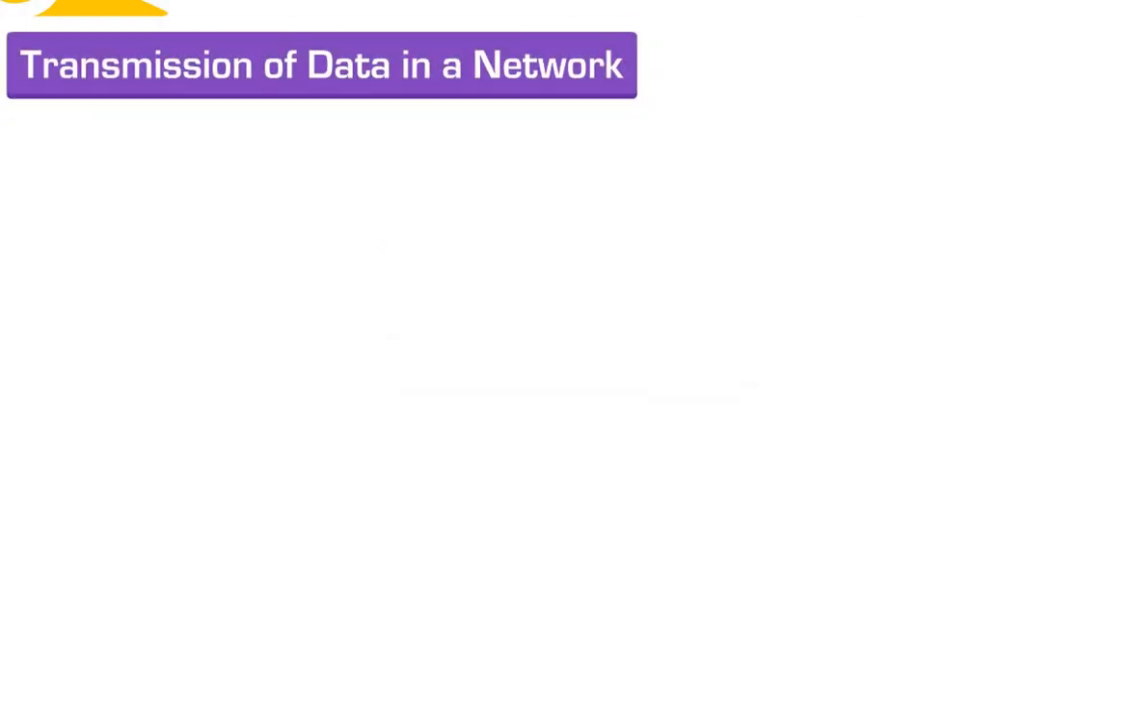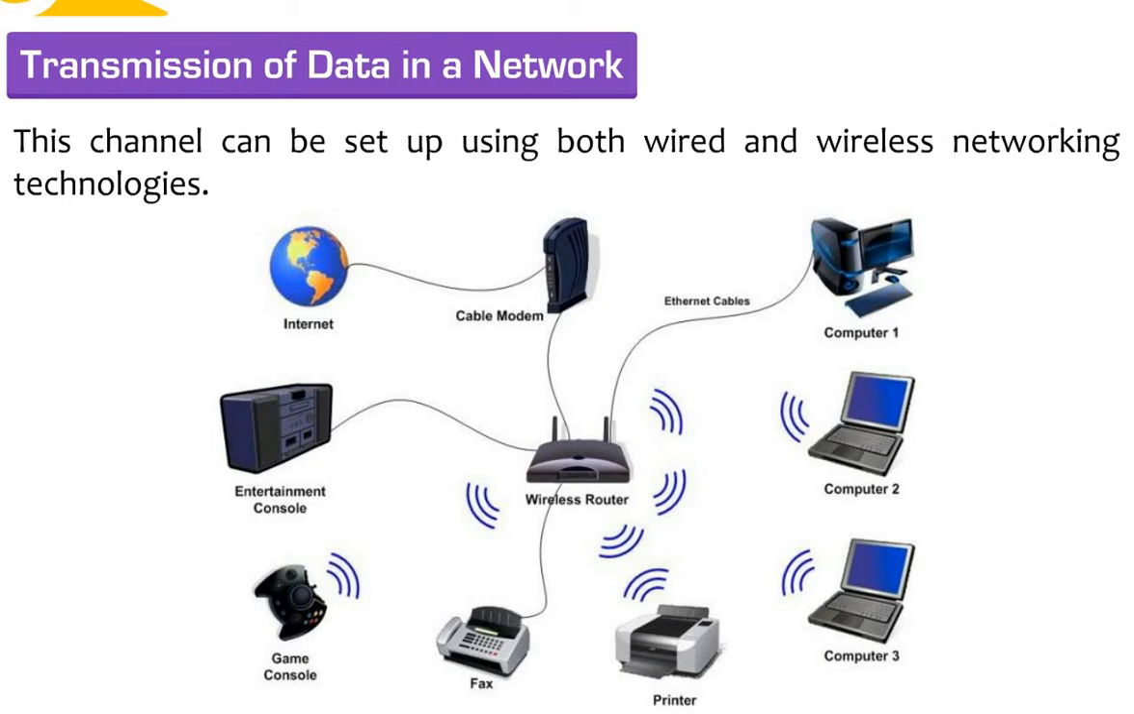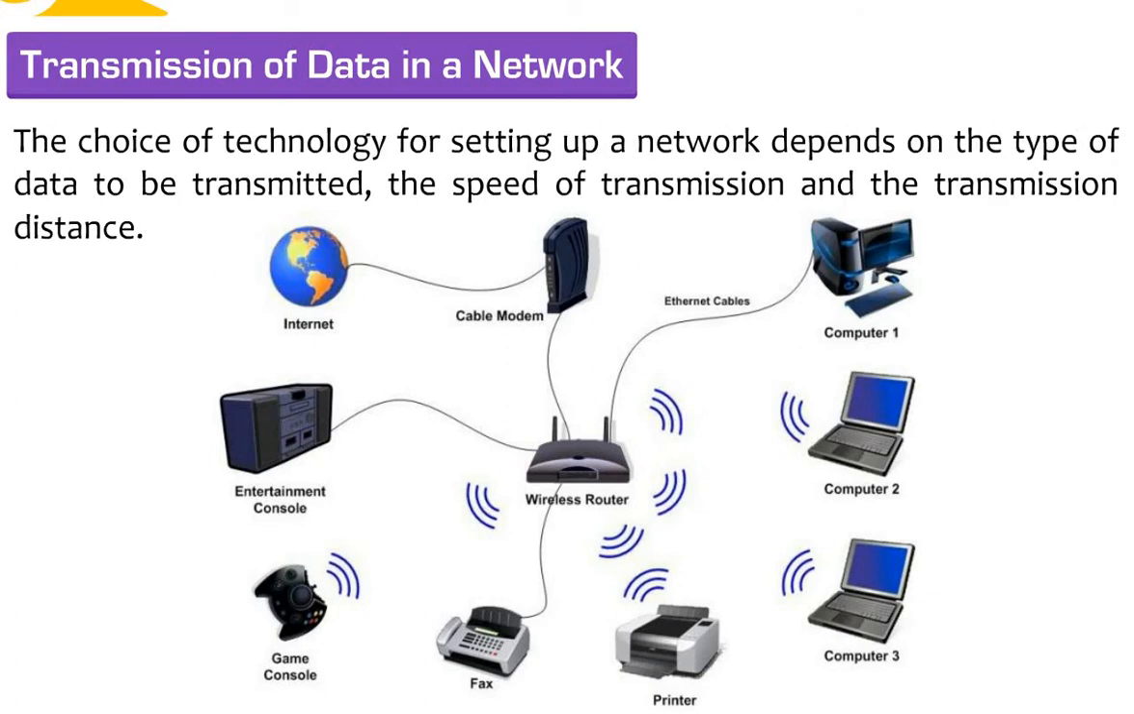Transmission of data in a network. Data is transmitted over a network in the form of signals. To make the signals travel from one computer to another, a communication channel is required. This channel can be set up using both wired and wireless networking technologies. The choice of technology for setting up a network depends on the type of data to be transmitted, the speed of transmission, and the transmission distance.